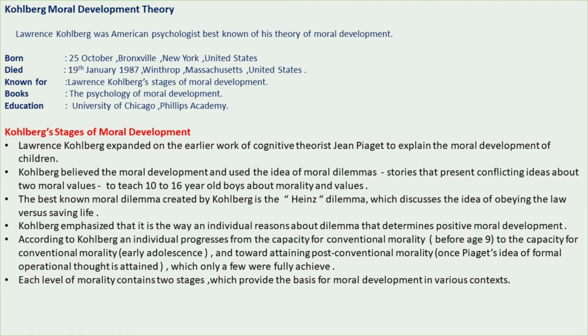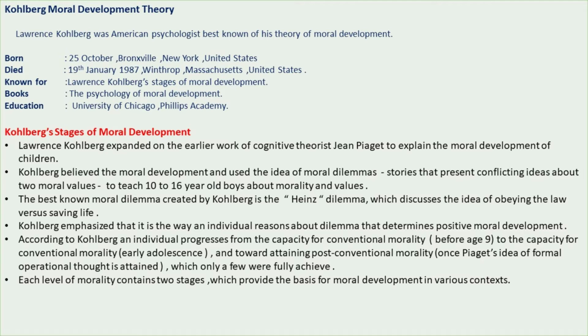Lawrence Kohlberg was an American psychologist best known for his theory of stages of moral development. Born on 25th October in Bonesville, New York, United States. Died on 19th January 1987, Winthrop, Massachusetts, United States. Known for Lawrence Kohlberg's stages of moral development. Books: The Psychology of Moral Development. Education: University of Chicago, Phillips Academy.